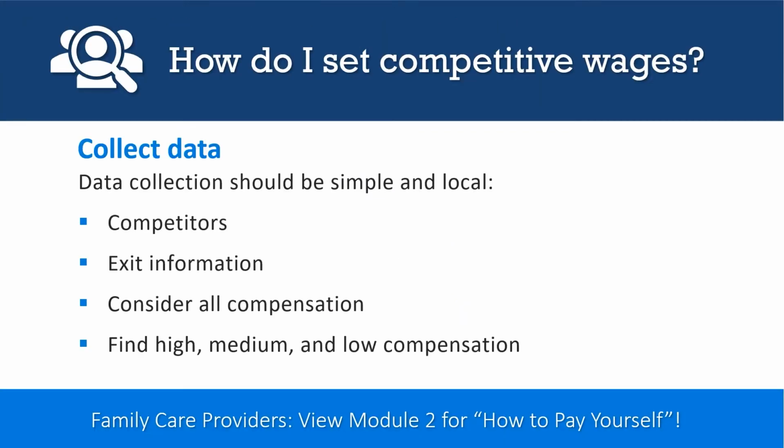The first step in setting competitive wages is to collect data. And that's going to sound a little overwhelming, but it doesn't need to be. Your data collection should be simple and local. What you want to do is look at a selection of competitors, those other child care providers in your community who may be competing with you for labor.